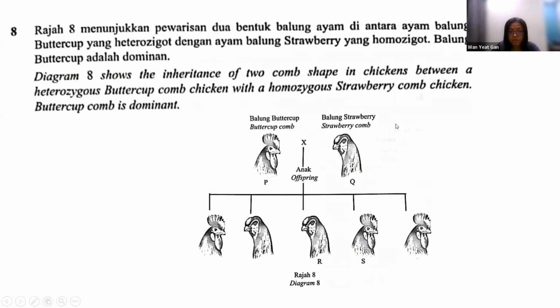So the buttercup comb here, you can see it has this kind of shape, right? The comb has this buttercup comb, whereas this one has a strawberry comb. Now both the offspring have both the buttercup and also the strawberry comb.